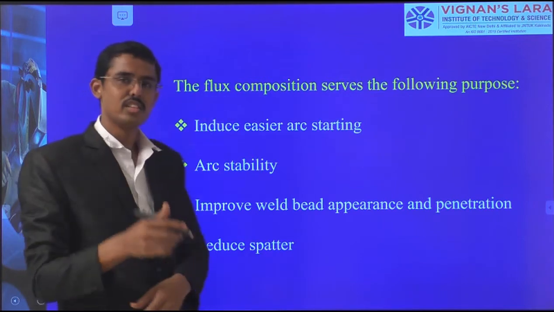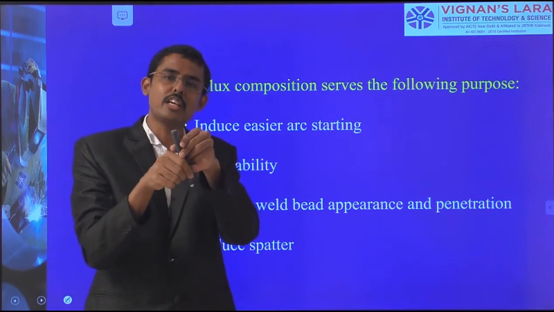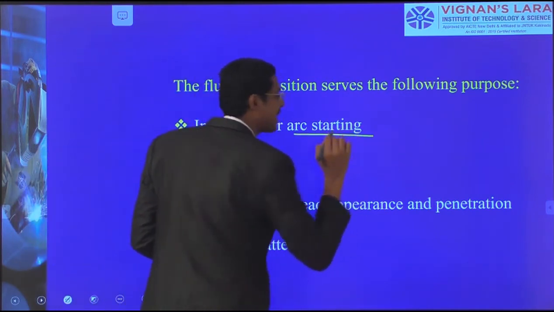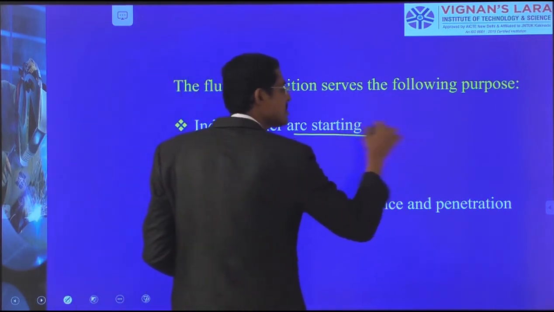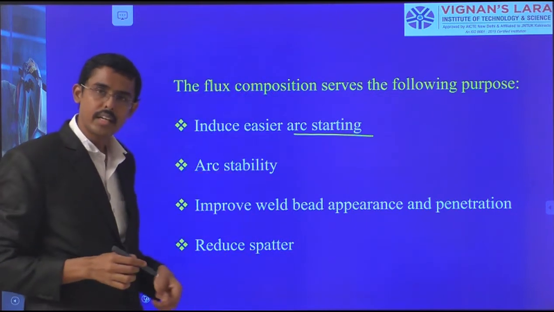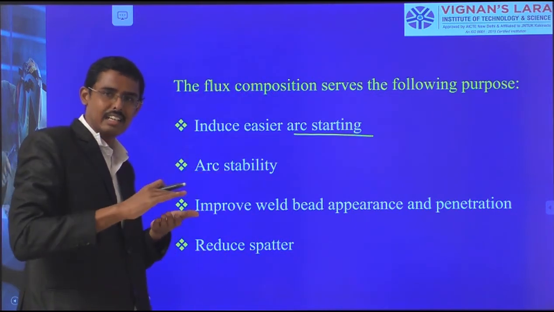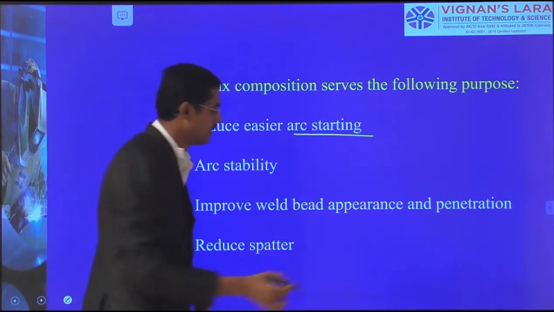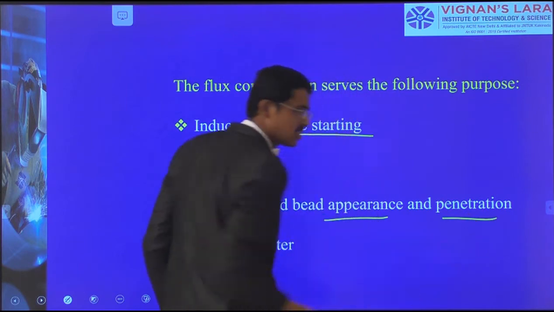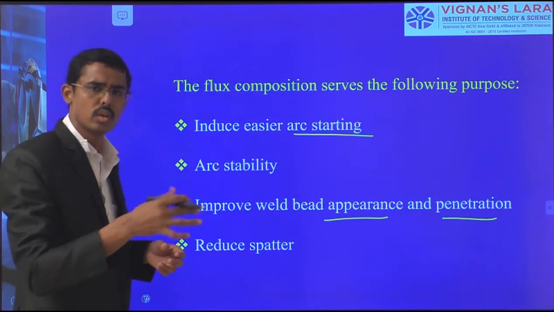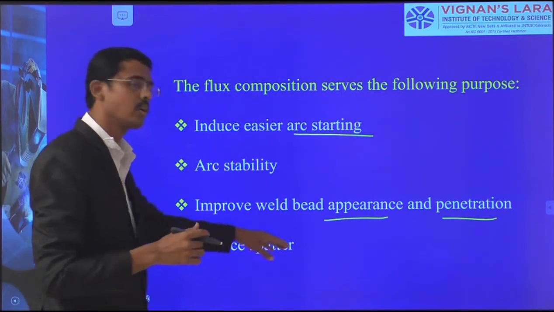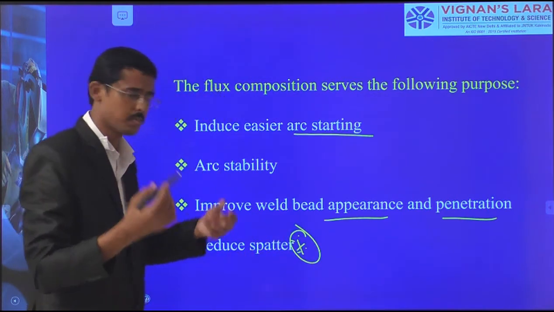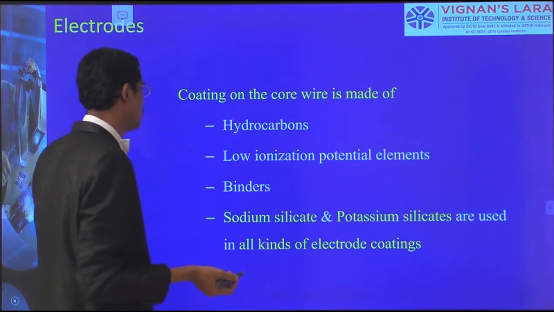What is the function of this consumable electrode, which is coated with the flux material? It induces easier arc starting because we are adding iron particles here. Then arc stability, so that it should not cut off in between the welding process. It improves the weld bead appearance and penetration, gives smooth running of welding, and reduces the spatter. Very importantly, high current causes spattering, so all these things are reduced.